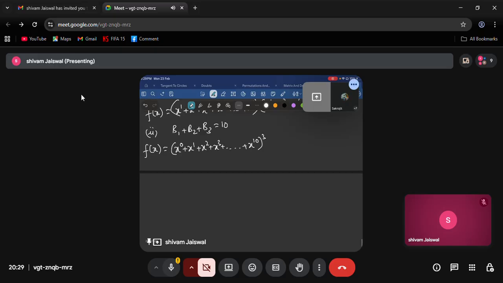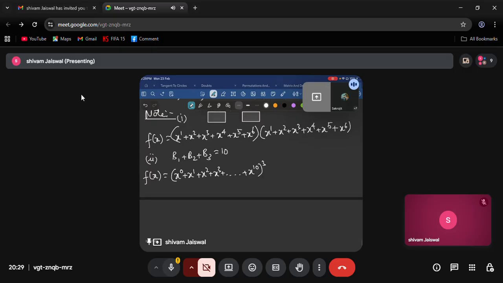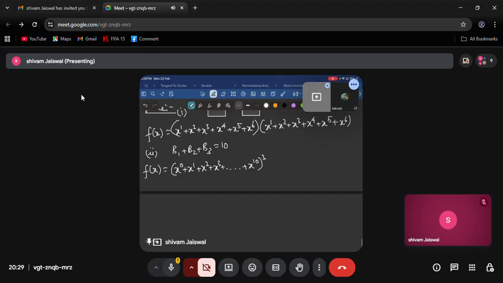Yes, sir. Okay. Now over here, since we have to distribute only 10 coins, whose coefficient do we need to find out in this polynomial? Tell me. We are distributing only 10 coins. The number of ways 10 coins can be distributed. So whose coefficient do we need to find out?